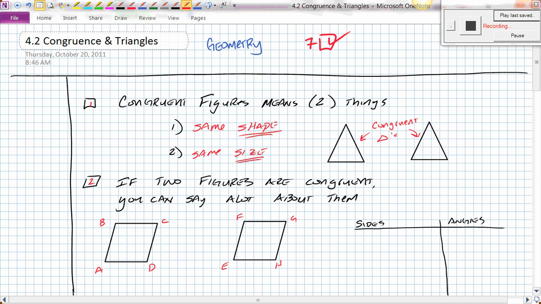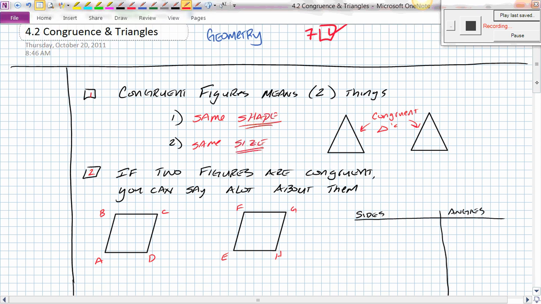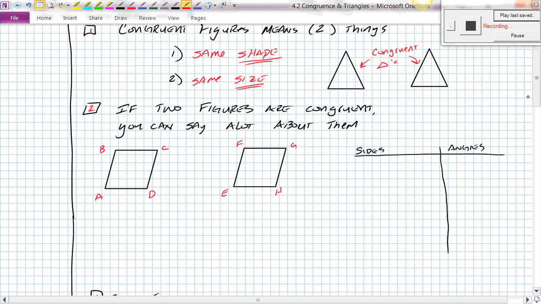Okay, so the first box is talking about congruent figures. Congruent figures means 2 things: same shape, same size. So check it out. I've got 2 triangles over here. They are the same shape. They are the same size. Therefore, they are congruent. Number 2, if 2 figures are congruent, then you can say a lot about the figures.